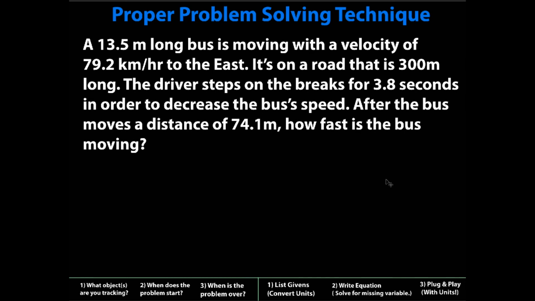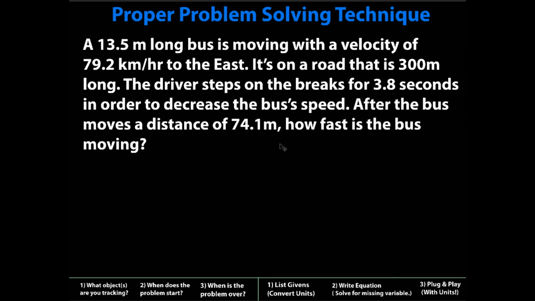When is the problem over? Well, the problem is over after the bus moves a distance 74.1 meters. We do not care about anything after that point. The bus could speed up, slow down, crash into a tree. After this point, we do not care. So we've identified what we're tracking, when the problem starts, and when the problem is over. Again, that is a general list that is good for any physics problem ever.